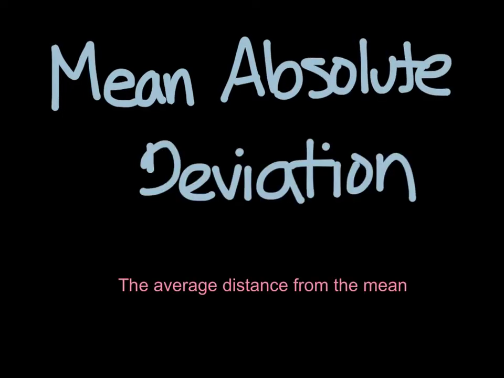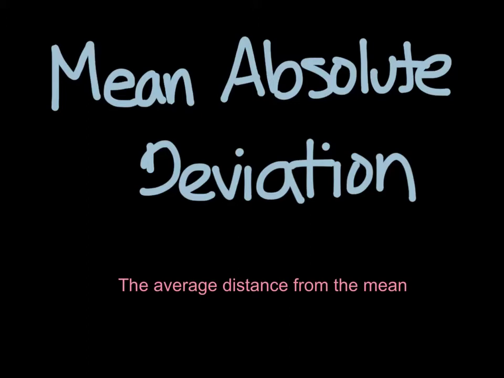Today's lesson will be on mean absolute deviation. The mean, we know, is the average of the data, so you add up all the numbers and divide by the number of numbers there are. Absolute is like absolute value, so it's the positive version of a number, or the distance from zero. And deviation is how much the numbers vary, or how much they deviate, how much they change.